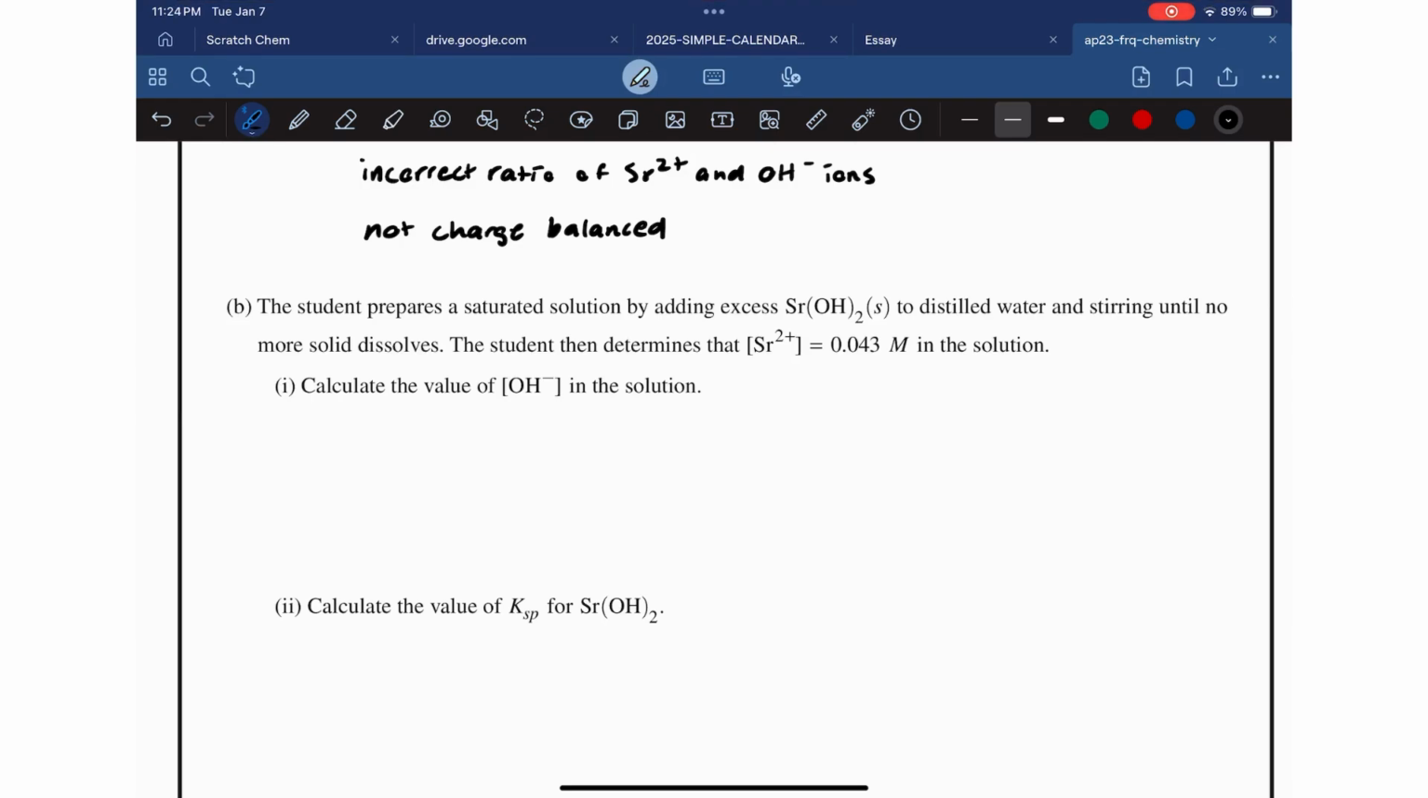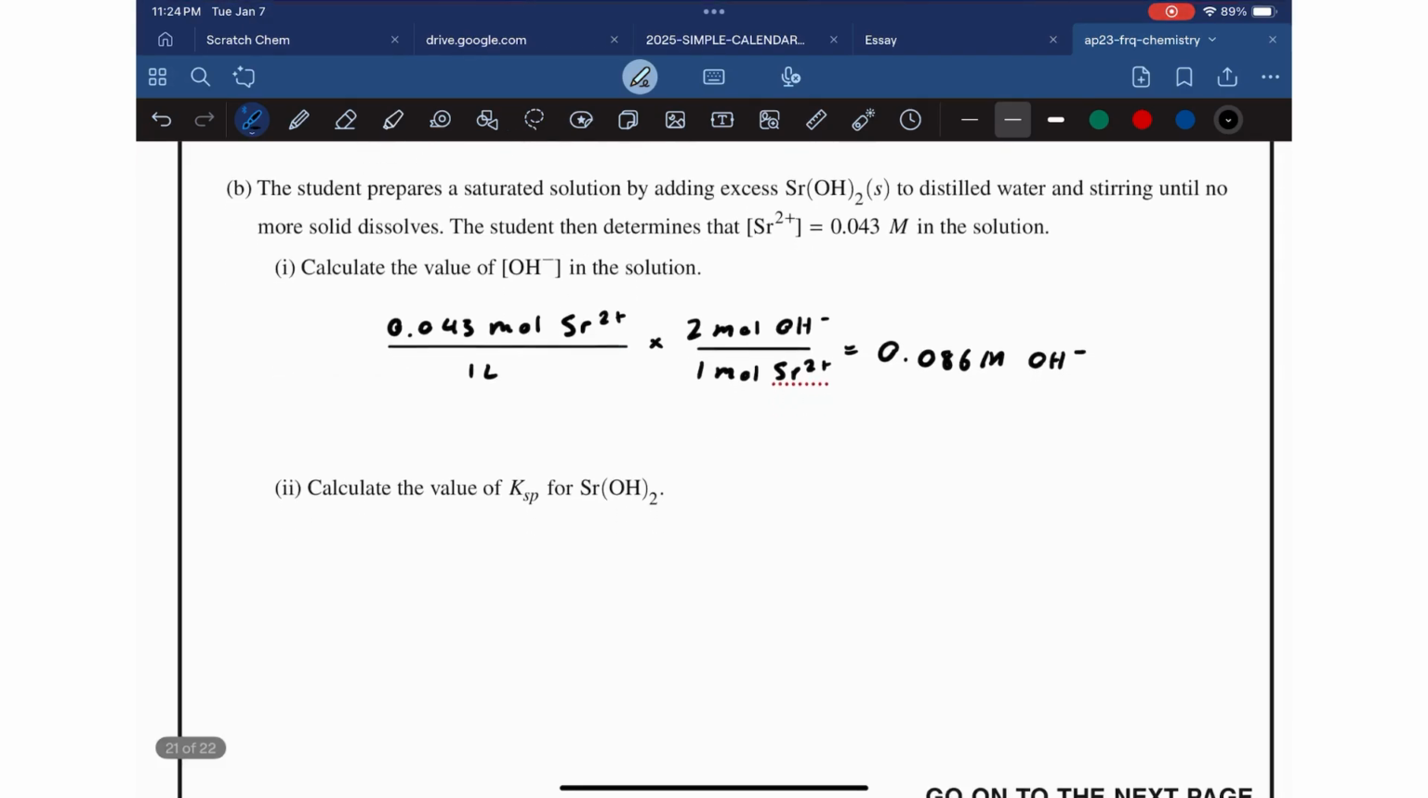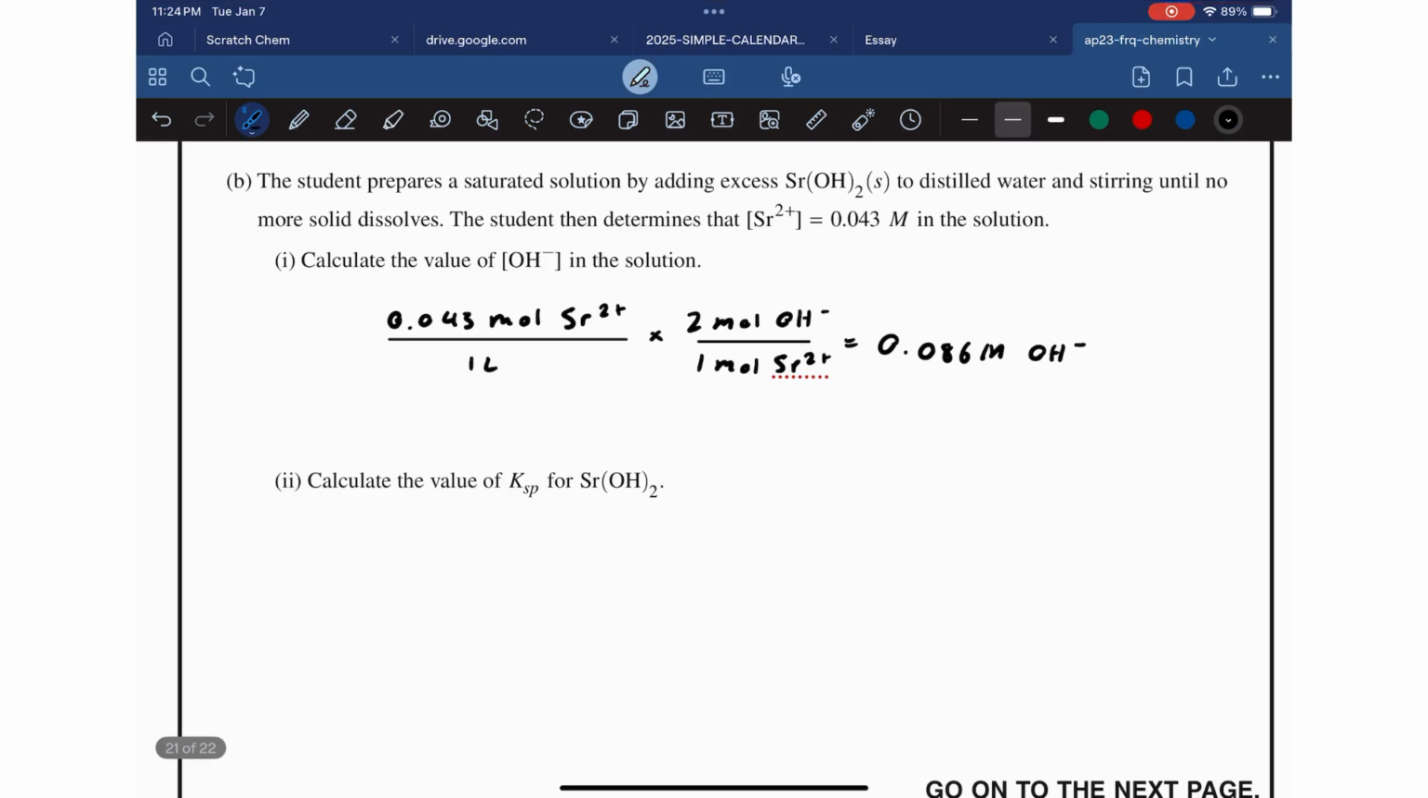Part B1, calculate the value of OH- in the solution. We know there's a relationship between Sr2+ and OH-. As we can see from the equation, every 2 moles of OH- are produced for every 1 mole of Sr2+. Therefore, we know that OH- equals 2 times Sr2+, and OH- equals 0.086 molar.